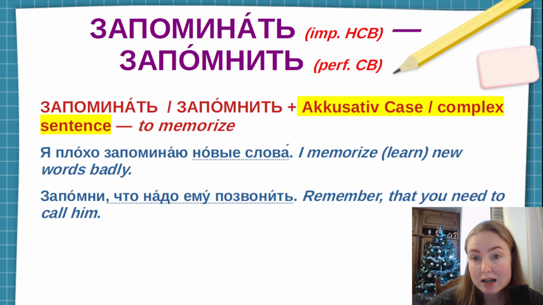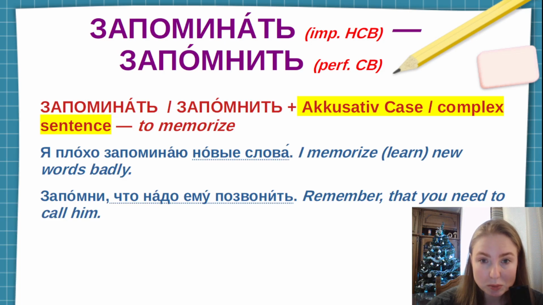Я плохо запоминаю новые слова. And запоминать, it's the first conjugation, группа 1. So we change it like работать, like я запоминаю, ты запоминаешь, он, она запоминает, мы запоминаем, вы запоминаете, они запоминают.